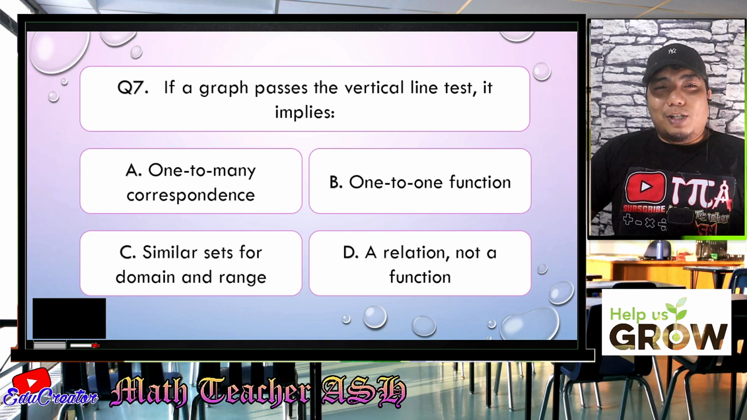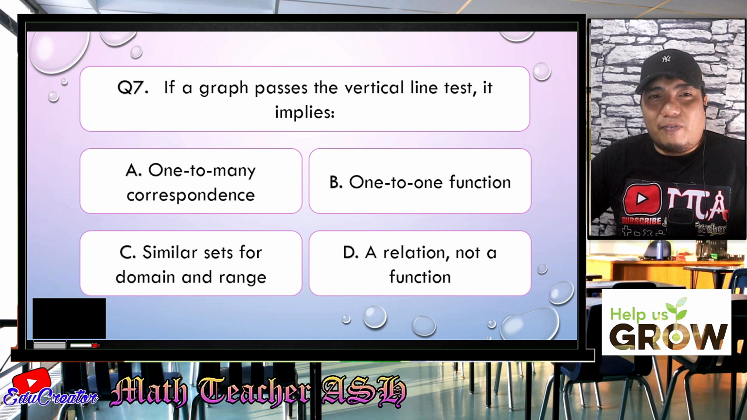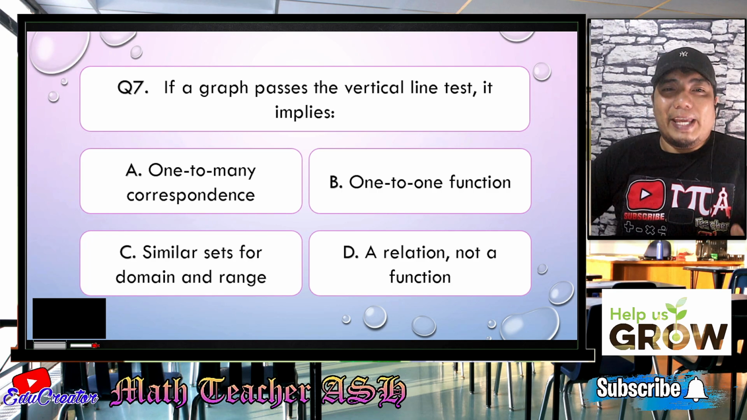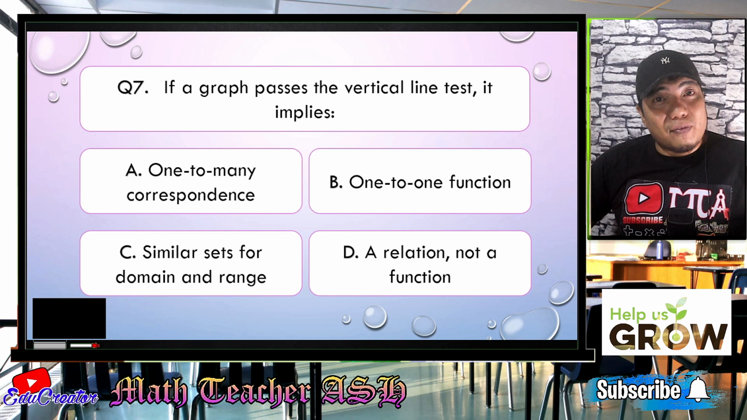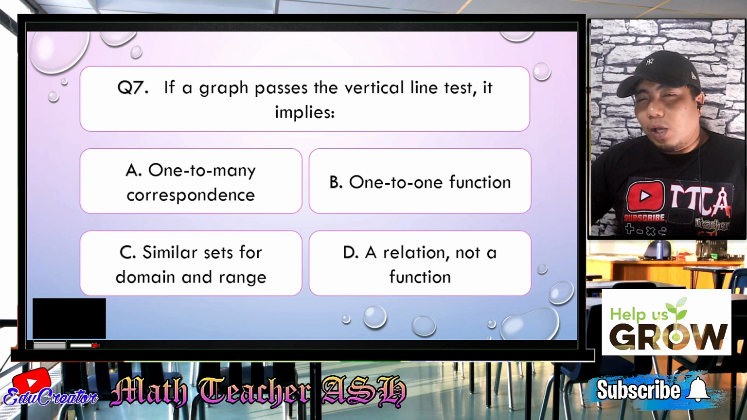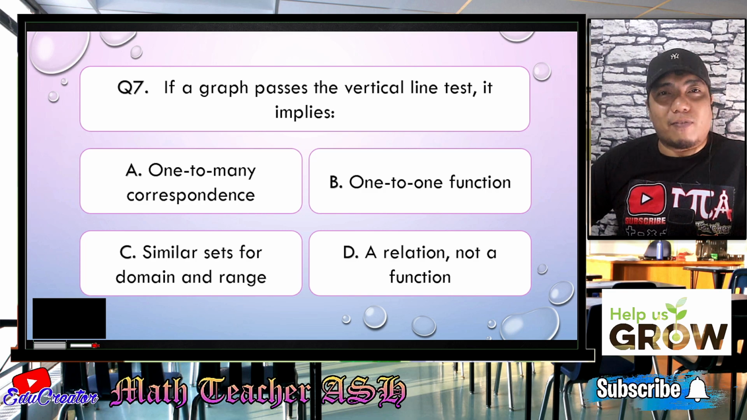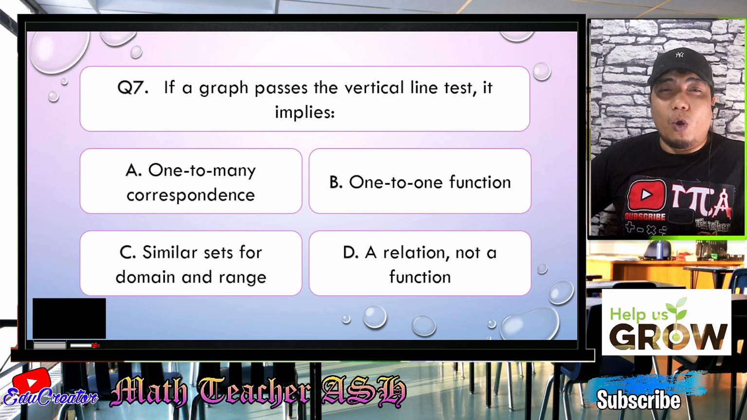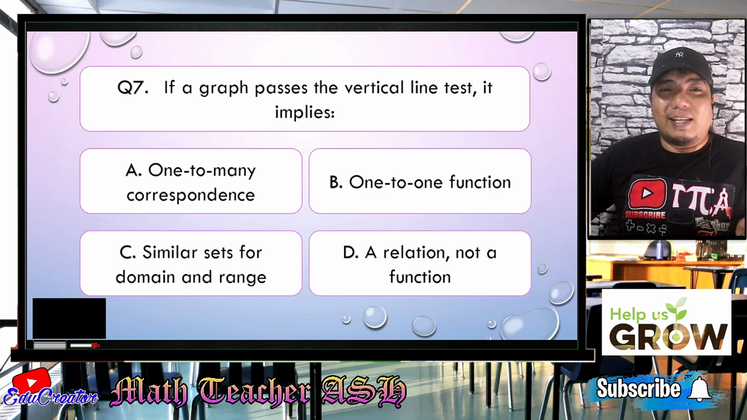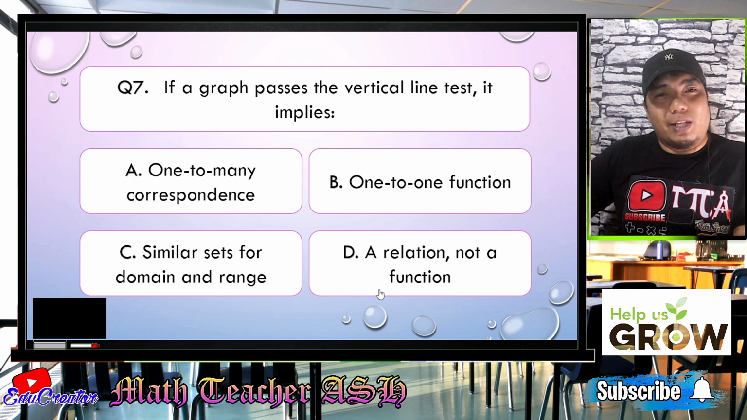Alright, math learners, in this question, if a graph passes the vertical line test, it means that it is a function, because the vertical line test is used in order to know whether a given graph is considered a function or not. So therefore, when it passes the vertical line test, letter D is already wrong.